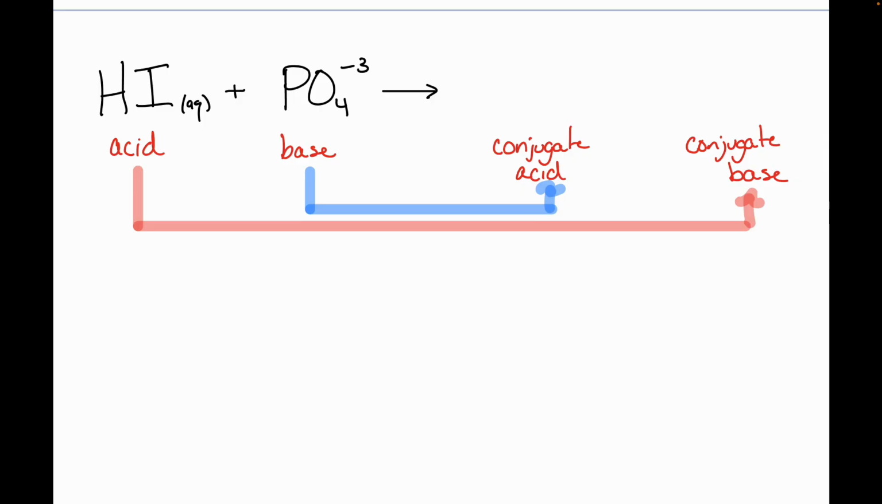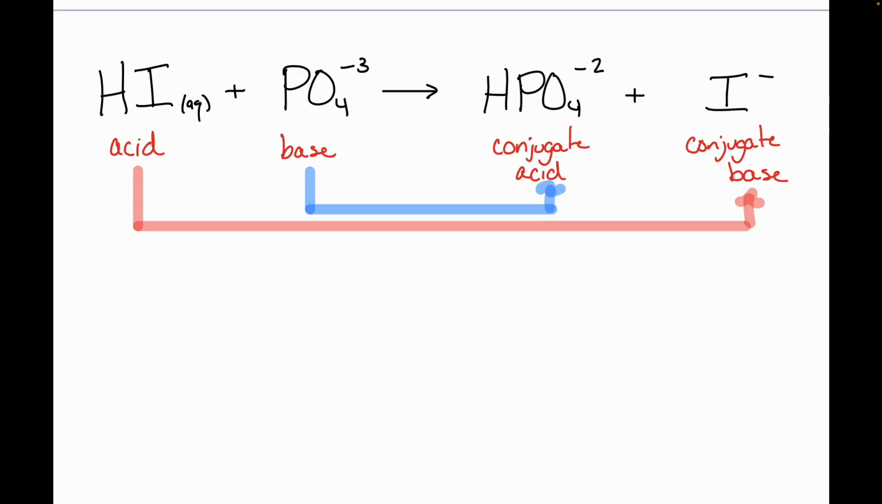All right, so looking at that base, in order to get my conjugate acid, I'm going to take that formula and increase my number of hydrogens by 1. So this will become HPO4. And I'm going to increase that charge by 1, from -3 to -2. In order to get the formula for my conjugate base, I take my acid and I decrease the number of hydrogens by 1. So now I'm just left with that iodide. And I decrease its charge by 1, so I-.